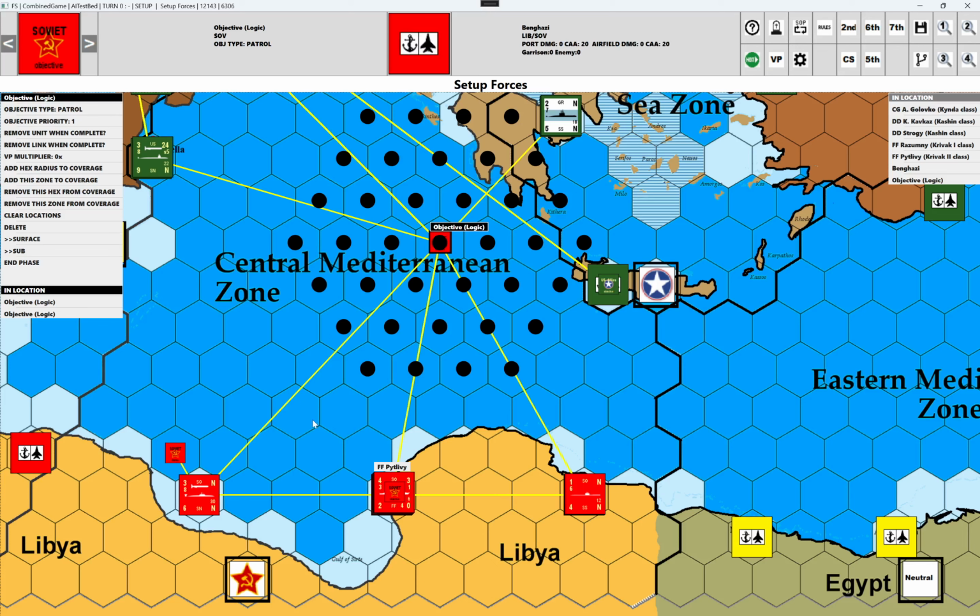So what I've done for them is I set up a task force of Soviet ships, including a cruiser, two destroyers, and two frigates. I've not balanced this game to make it necessarily even. I think the Americans do have an advantage here.